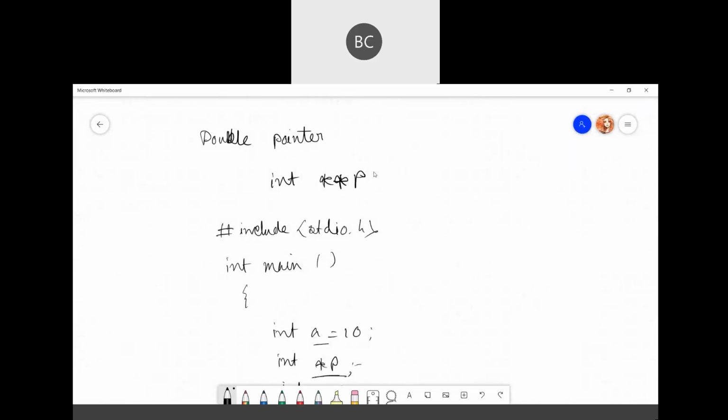So another name is double pointer. How do you write a double pointer? You initialize it like this. You can give any name, it's up to you, just that you have to provide this double indirection sign, which is the asterisk.